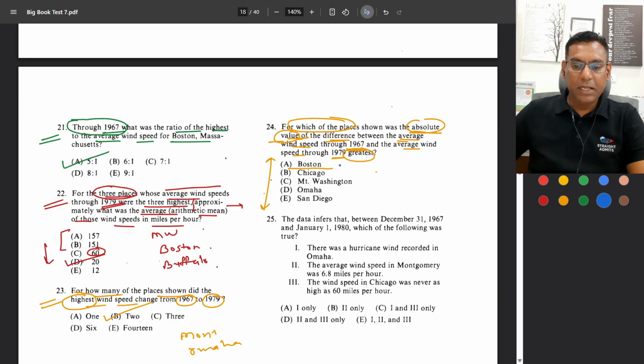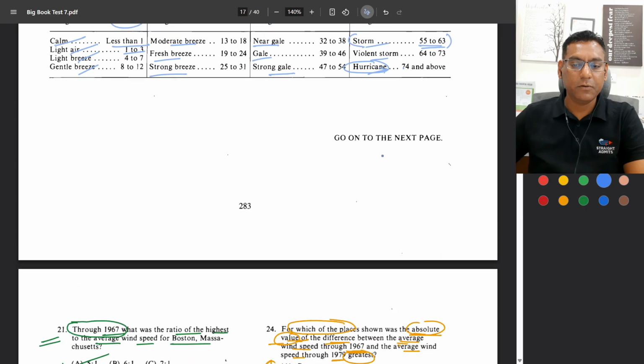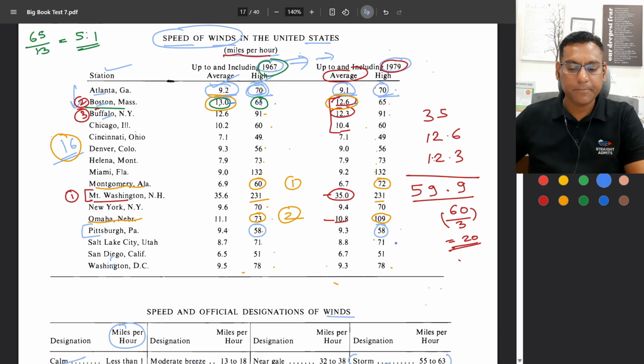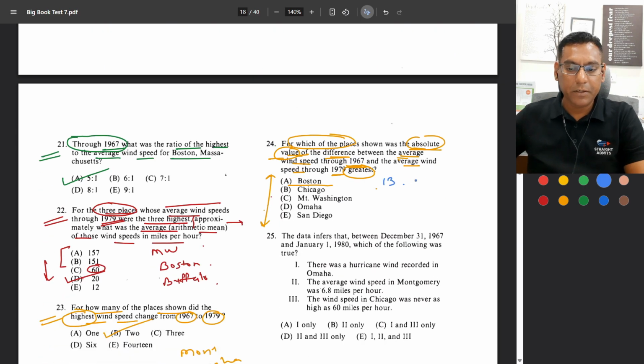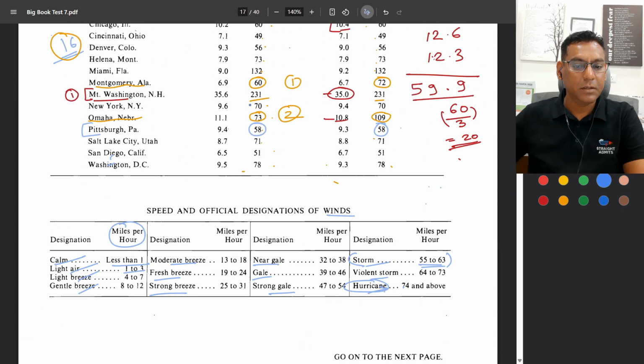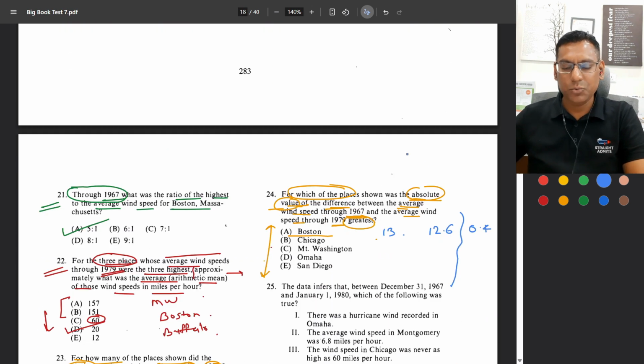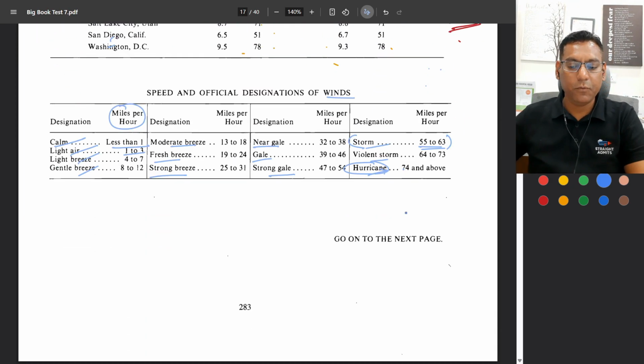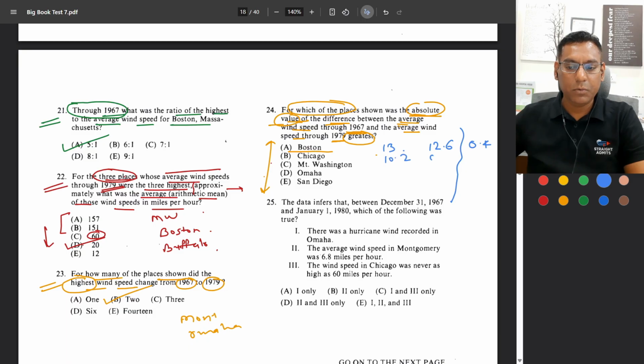Okay, fine. I'll go to Boston and find out the difference. It's easy to first write down all these values for these five. Boston was 13, 12.6. The difference is 0.4. I probably don't need to write all this, but I think it will be easier for you to understand. Chicago is 10.2, 10.4, so that difference is 0.2.